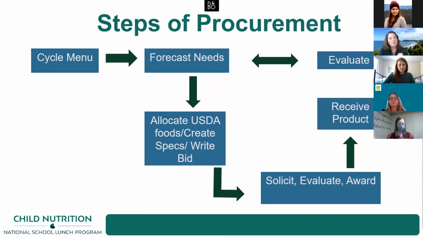And that cycle menu may be what you established before, or maybe there are new items because you have tested them. Well, you still need to forecast the volume. So you're looking at how much you need for the next year or the next 6 months or whatever that time frame is. Once you've done that and you're confident in those numbers, then you can either look at what you can allocate for your USDA foods, in other words, use those items, or you can also look at creating new specifications in your bid. As you go around the circle there, you can see how you solicit, evaluate, award, and receive the product.